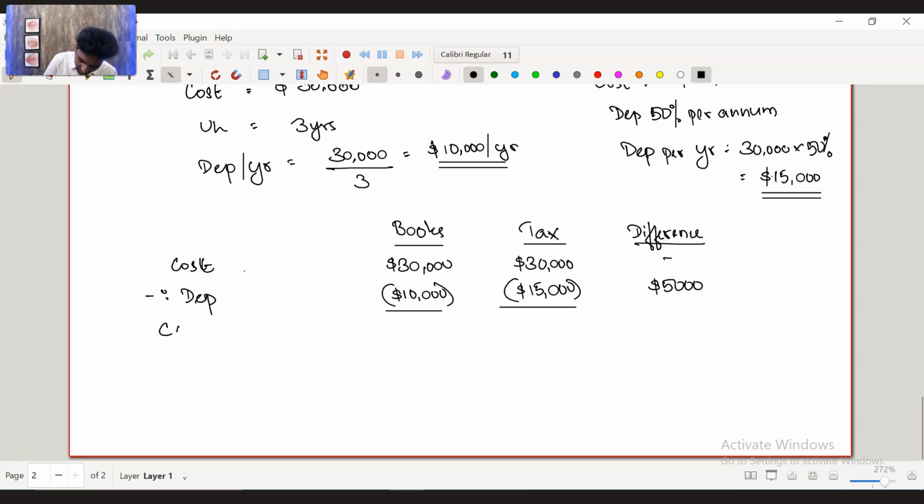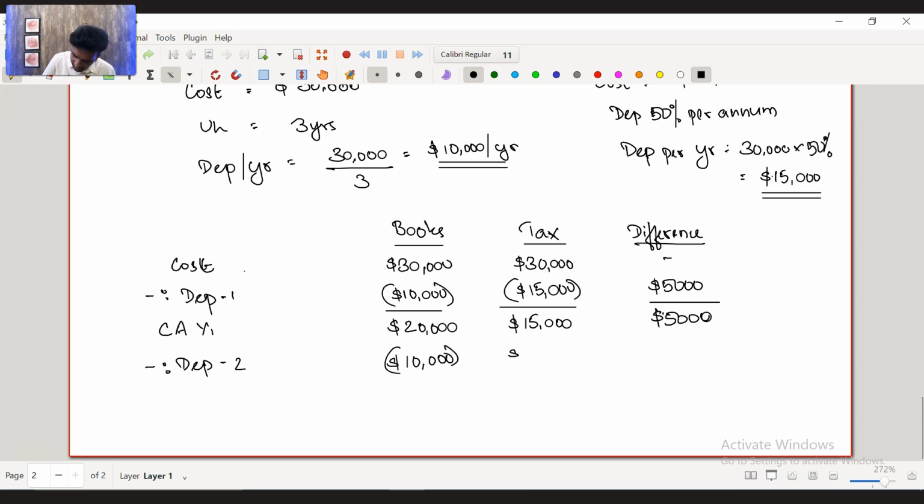So this is carrying amount year 1. How much is your carrying amount? $30,000 minus 10,000, which will be 20,000. Here it will be $15,000. So $5,000 is your difference for carrying amount on year 1. Now in year 2, what is your depreciation? Your depreciation will be 10,000. As per tax, depreciation will be 15,000. So again there is a 5,000 difference.